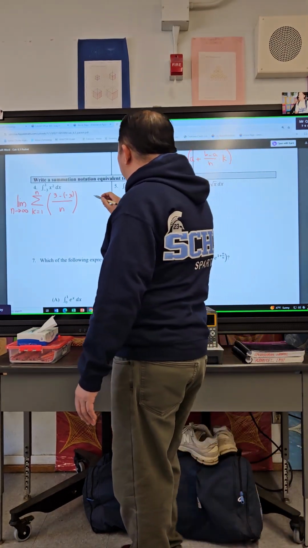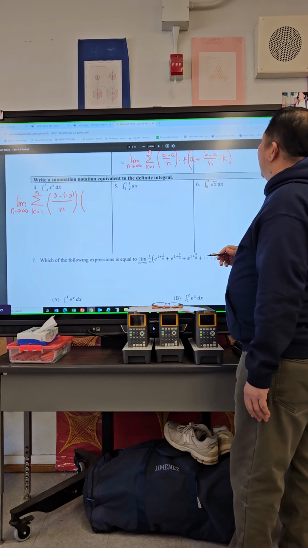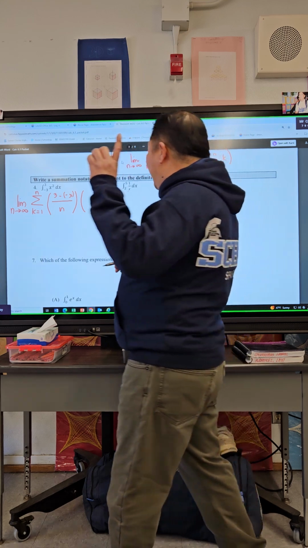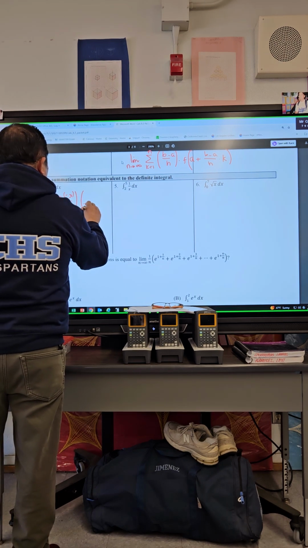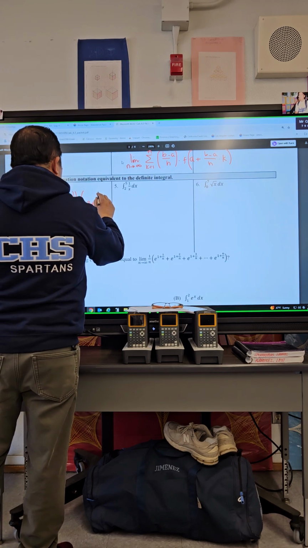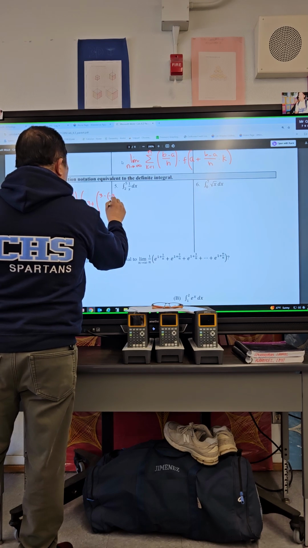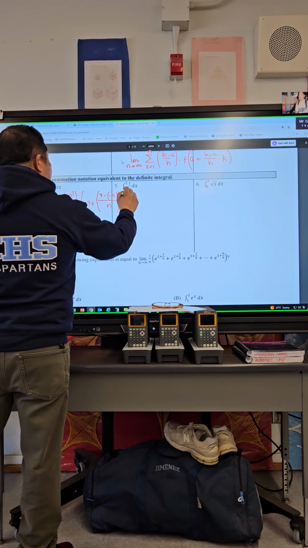Okay? So what is our f of x? Defined as a plus b minus a over n times k. Do you get me? What is a given? A is the lower limit. Negative 3. So negative 3 plus, we're gonna have b minus a. So we say 3 minus negative 3 over n times k. Is this clear, guys?